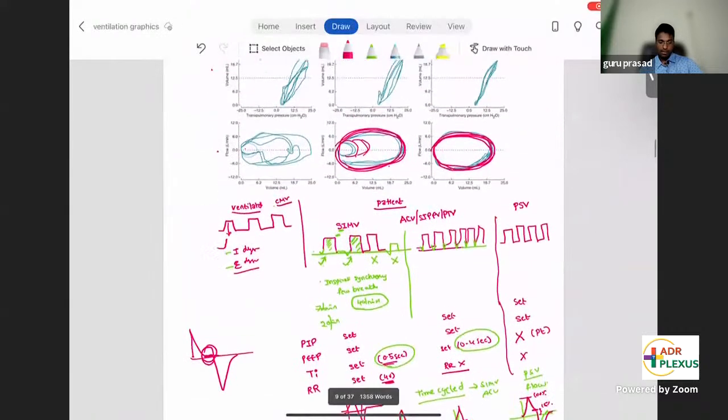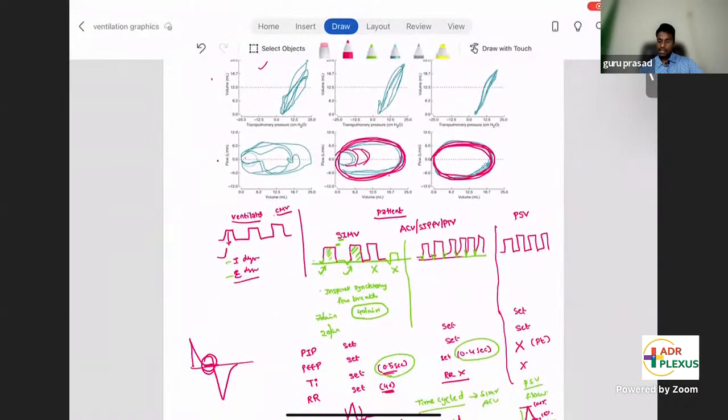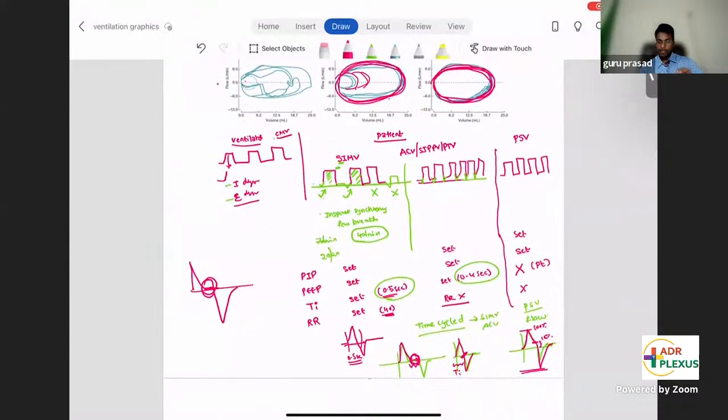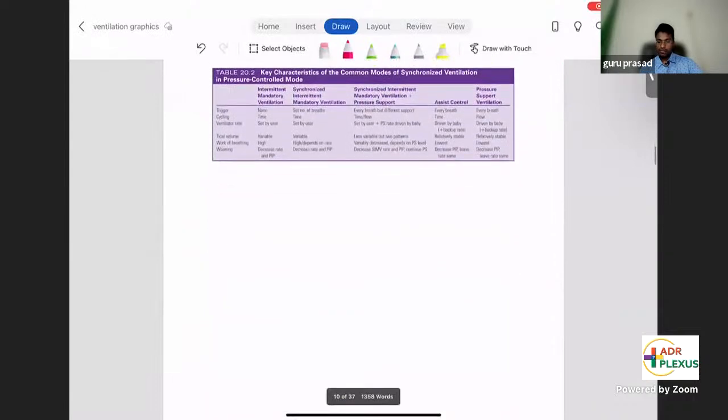For postgraduate level, what you should remember is, if they ask which of the following are synchronized modes, SIMV, assist control ventilation, and pressure support ventilation, these three are synchronized modes. What type of synchrony is there? If some inspiratory breaths are synchronized, then it is SIMV. If all inspiratory breaths are synchronized, then it is assist control ventilation. If all inspiratory breaths as well as expiratory synchrony are there, that is pressure support ventilation. That is the difference between SIMV, assist control, and pressure support ventilation. This is what I have discussed.